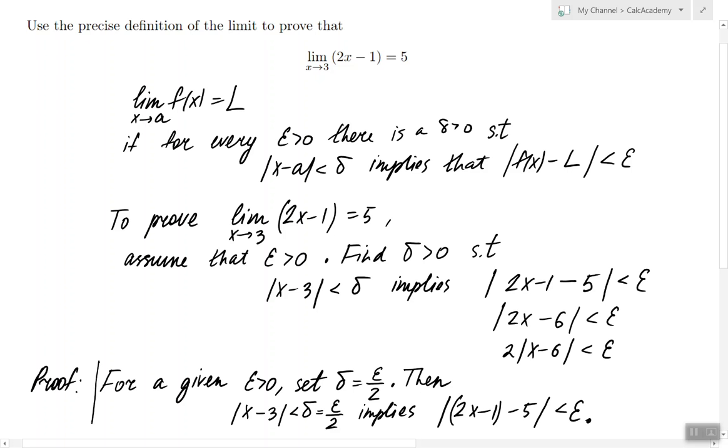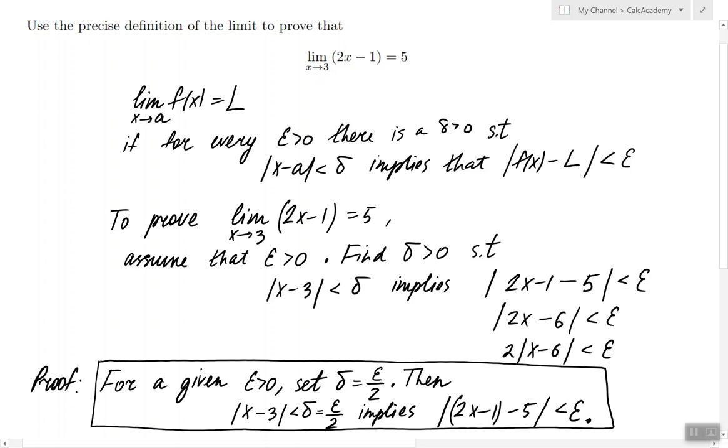So this is the proof that the limit of 2x minus 1 as x approaches 3 equals 5.